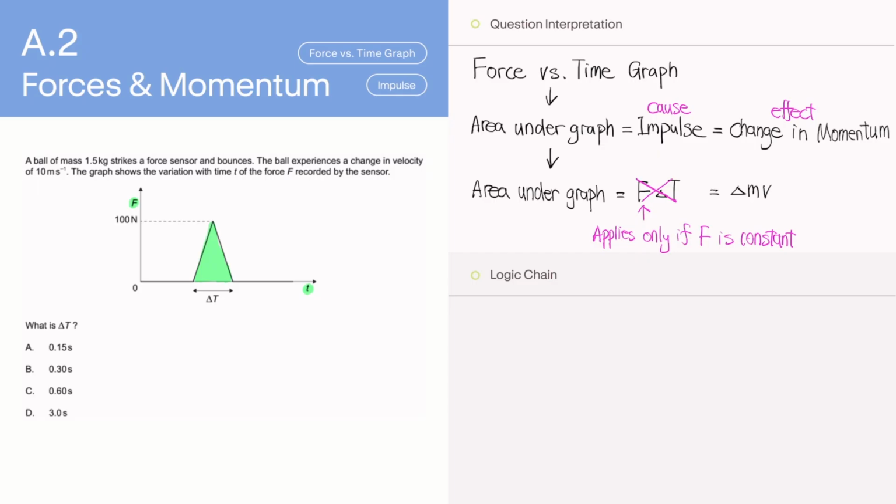Let's move on to the logic chain and build the reasoning steps. First, the area under the graph equals the change in momentum of the object, delta mv. The area on the graph has the shape of a triangle, so the area is half times the base, delta t, times the height, the peak value of F, and this equals the change in momentum of the object. From the question, the mass is constant, and its velocity changes.